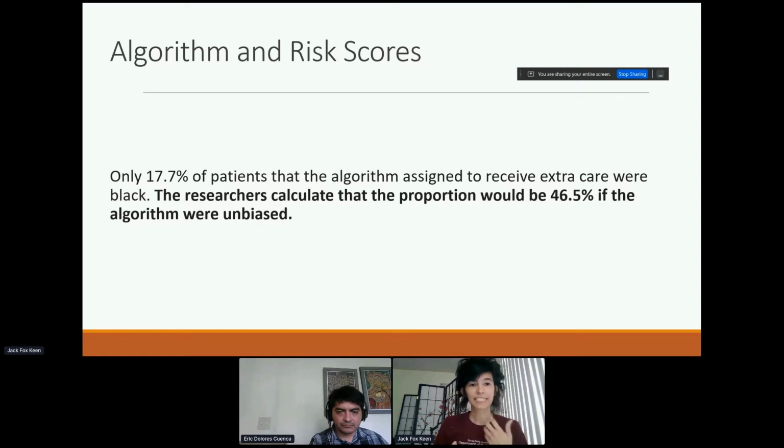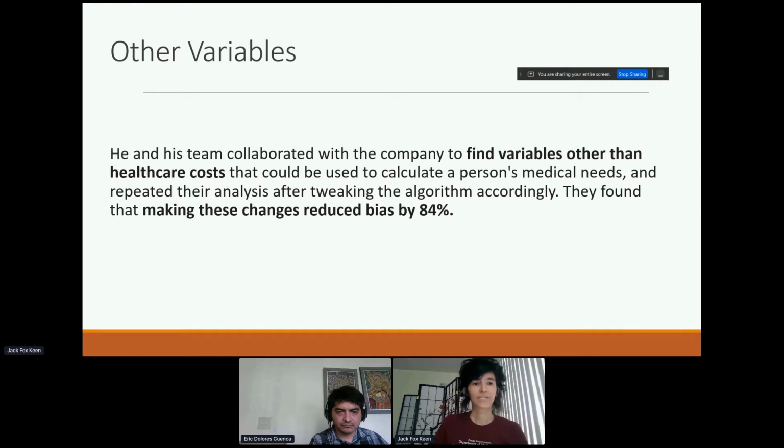Only 17.7% of the patients that the algorithm assigned to receive extra care were Black. The researchers calculated that the proportion would actually be 46.5% if the algorithm were unbiased. So Ziad and his team collaborated with the company to find variables other than healthcare cost that could be used to calculate a person's medical needs, and repeated their analysis after tweaking the algorithm accordingly. They found that making these changes reduced bias by 84%.